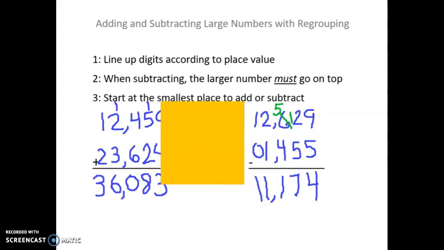So the difference between 1,455 and 12,629 is 11,174.